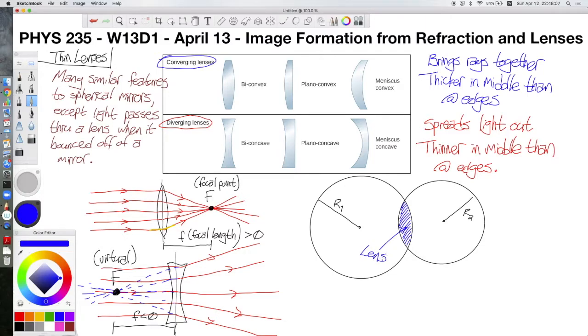And these two radii, R1 and R2, are going to help define the focal length of this lens based on something called the lensmaker's equation.